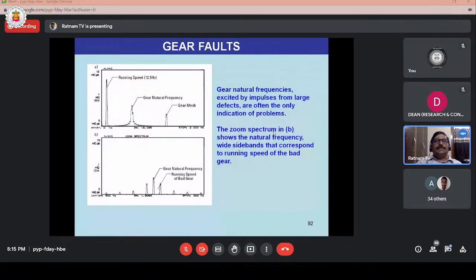The typical gear fault components are running speed, gear natural frequency and gear mesh frequency. Gear natural frequencies excited by impulses from large defects are often the only indication of a problem. This is a typical zoom spectrum of the gear natural frequency. When it is zoomed, components appear with a spacing of running speed. Gear natural frequency sidebands with a spacing of running speed indicate a bad gear, where maybe a tooth is broken or worn out. This can be attributable to worn out or broken teeth in the machine.